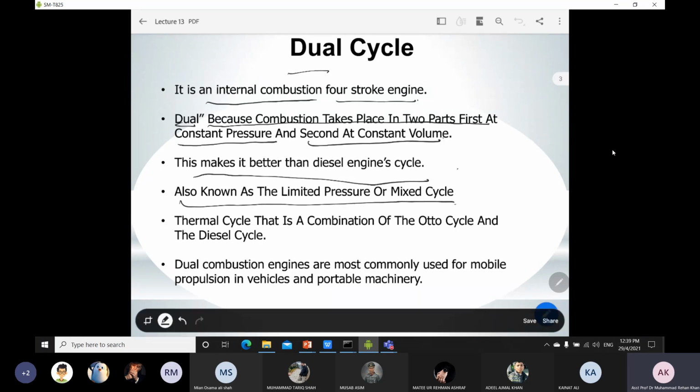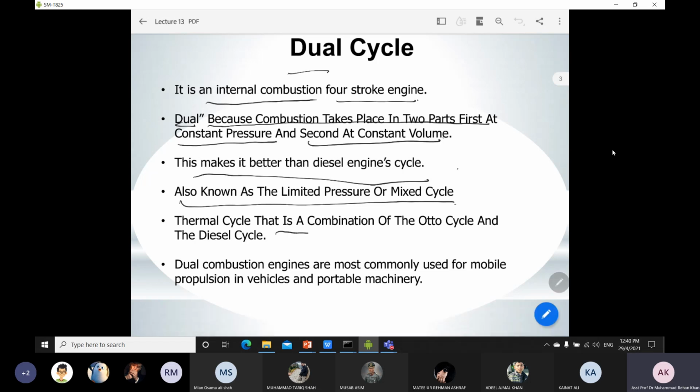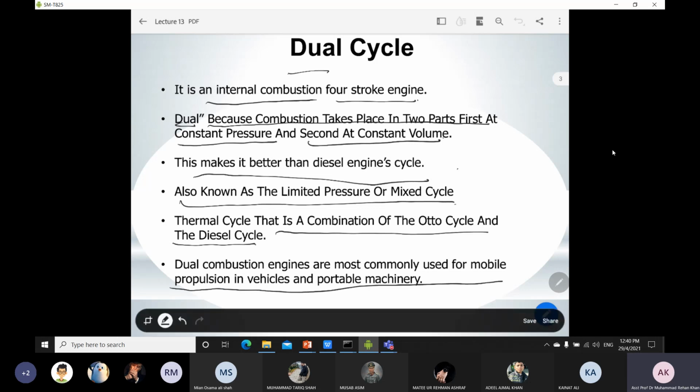It is a mixed cycle because it is a mixture of the Otto cycle, because if you remember, in the Otto cycle it is a constant volume heat addition process. In the dual cycle, both constant volume heat addition and constant pressure heat addition are involved. It means that the Otto cycle and diesel cycle are both involved in it. That's why we call it a mixed cycle, a thermal cycle that is a combination of the Otto and diesel cycles. Dual combustion engines are most commonly used for mobile propulsion in vehicles and portable machinery.